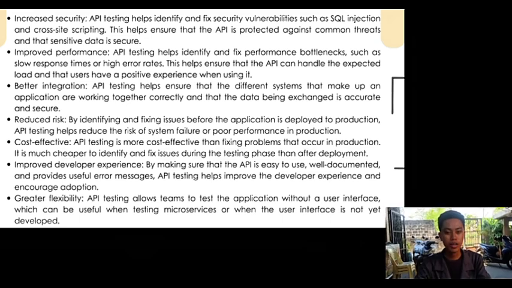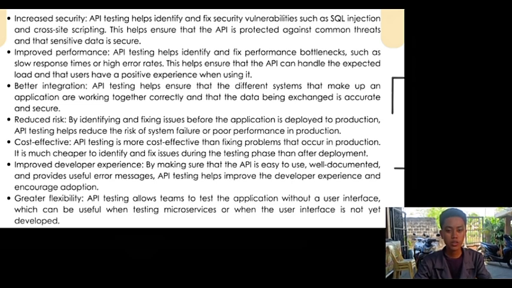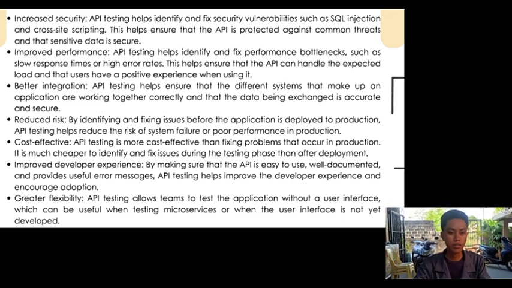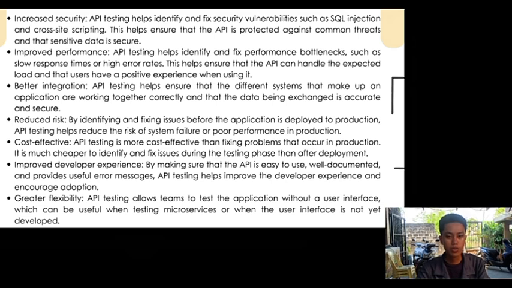Improved performance: API testing helps identify and fix performance bottlenecks such as slow response times or high error rates. This helps to ensure that the API can handle the expected load and that users have a positive experience when using it. Better integration: API testing helps ensure that different systems that make up an application are working together correctly and that the data being exchanged is accurate and secure.